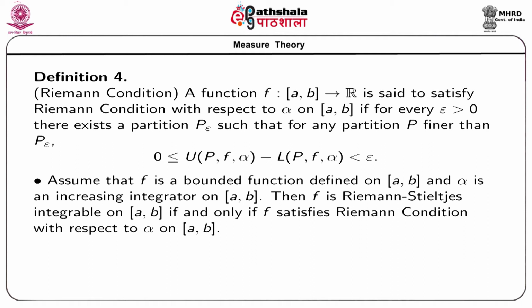So, if we can prove this result, we already know that f is Darboux-Stieltjes integrable if and only if it satisfies the Riemann condition. So, combining the two results we get our desired equivalence, that the Riemann-Stieltjes integrability of f is equivalent to Darboux-Stieltjes integrability of f for a bounded function f and when the integrator alpha is an increasing integrator.